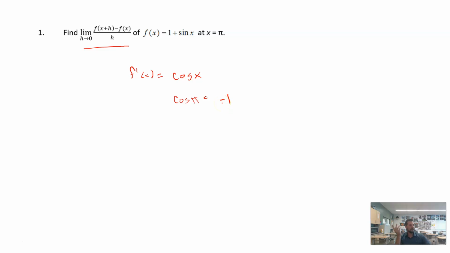So I look at it and I'm like, okay, that's negative 1. I can deal with that. That's my answer. Luckily, again, for us, this is just asking us to take the derivative. But that doesn't mean that we are necessarily going to have to use that formula.